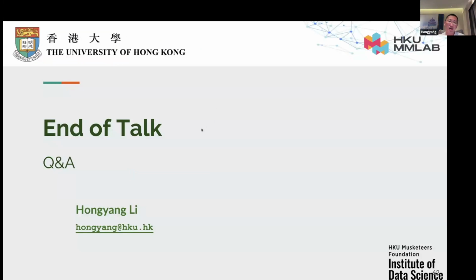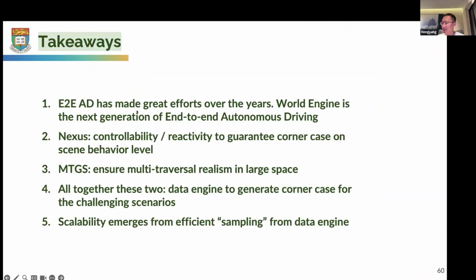Given the talk, at the end I have some takeaways. The first is that end-to-end autonomous driving has made great progress over the years. The world engine is the next generation for end-to-end autonomous driving, but in this talk I have only given a very high-level concept. I believe more work is coming in the second half of this year. Also, Nexus deals with controllability and reactivity, to guarantee both, and to generate corner cases at the scene behavior level.